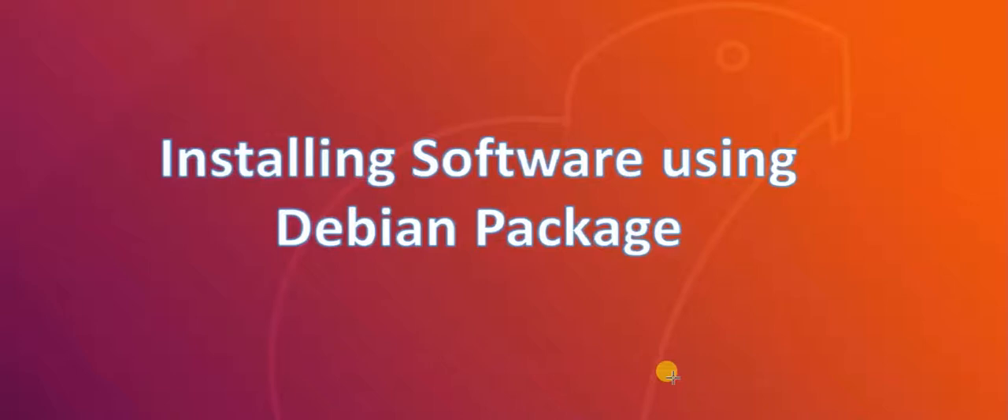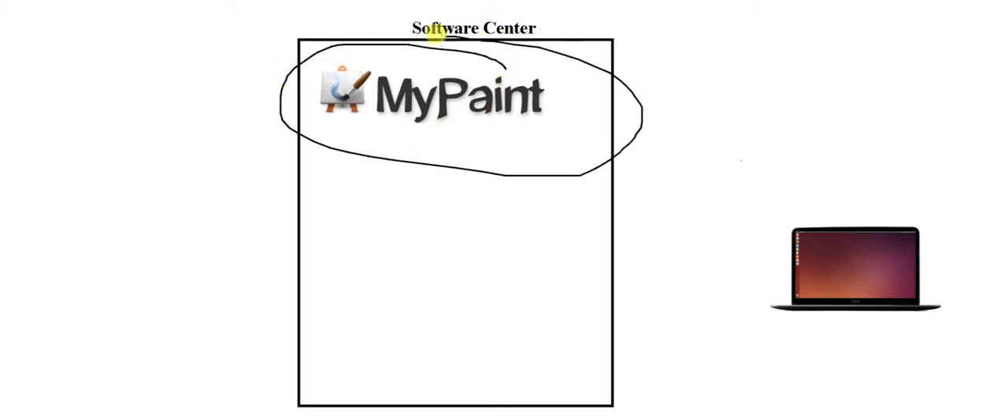Now we will talk about installing software using the Debian package concept. For that, let me explain the thing. Here is the software center. In the software center, what happens? Let's say there are multiple software present, like MyPaint and GIMP, and so on.